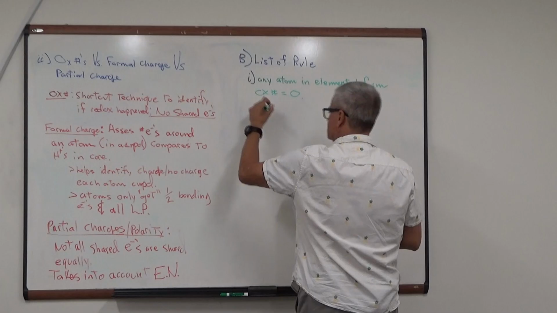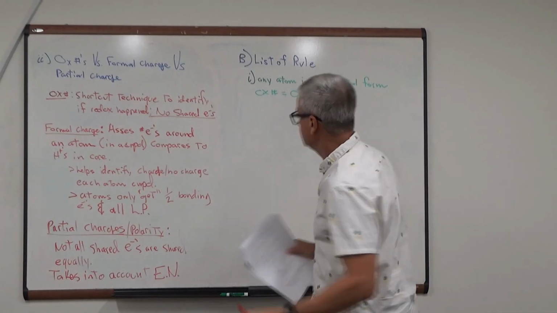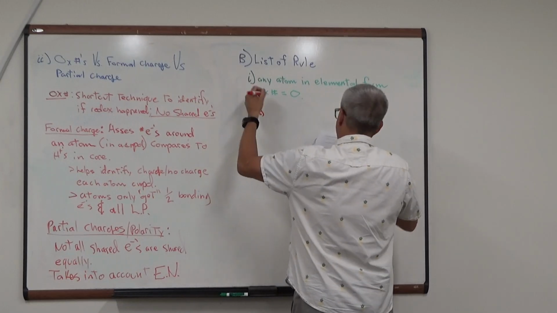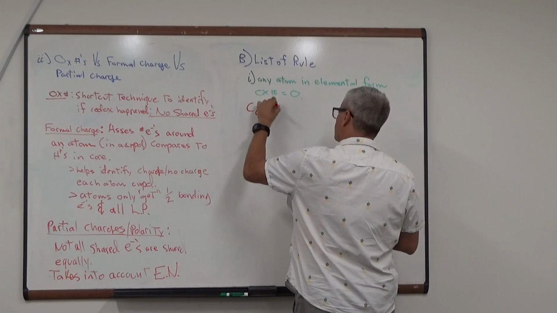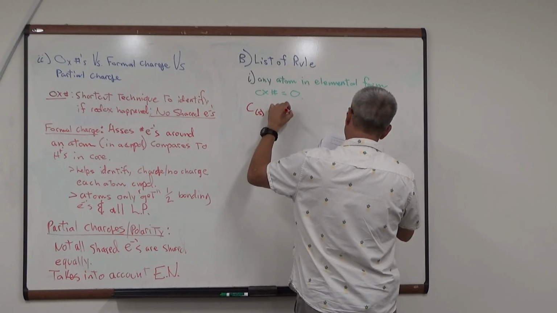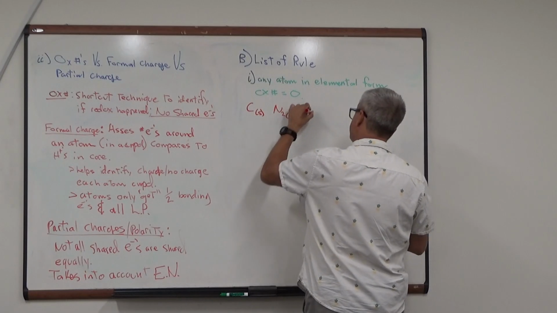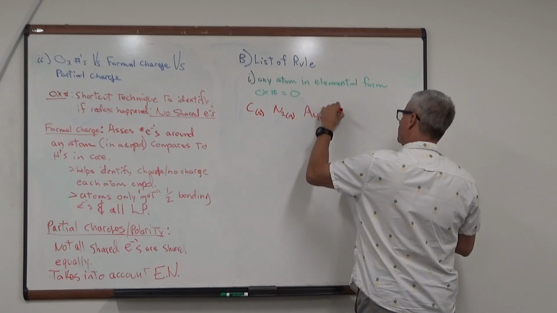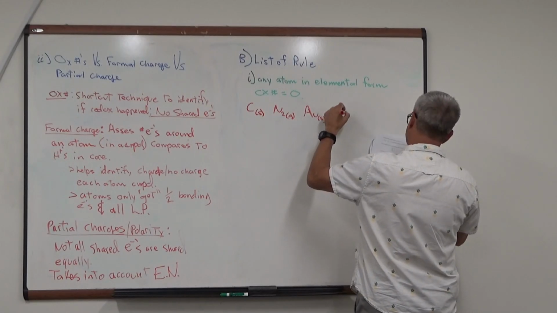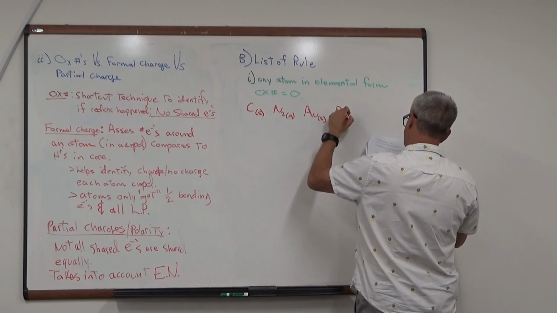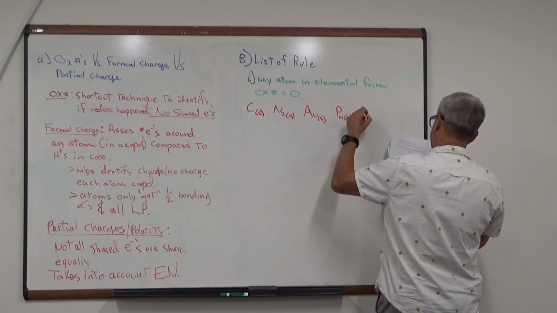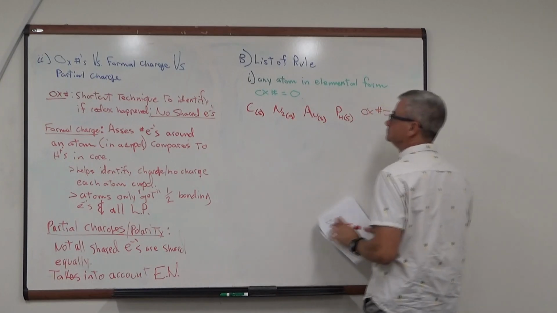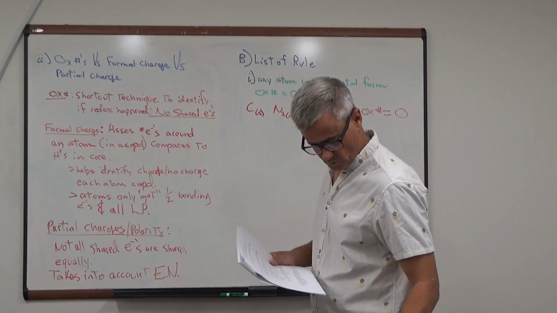So, examples. Carbon, solid, could be graphite, diamond, all kinds of carbon compounds. Nitrogen gas. Solid gold. Phosphorus, which exists as a tetramer. Oxidation number is 0. Okay. Rule number 1.